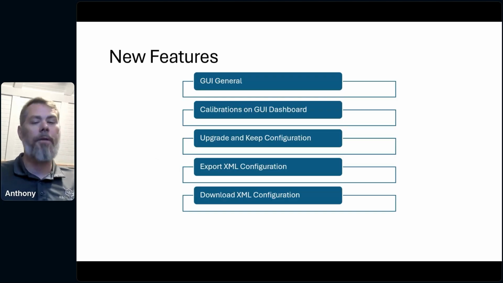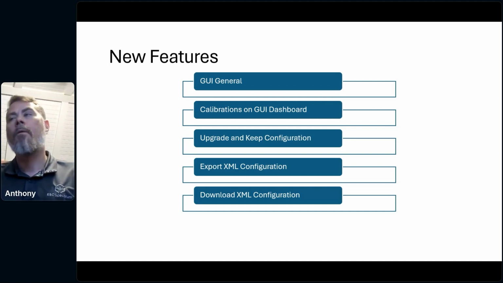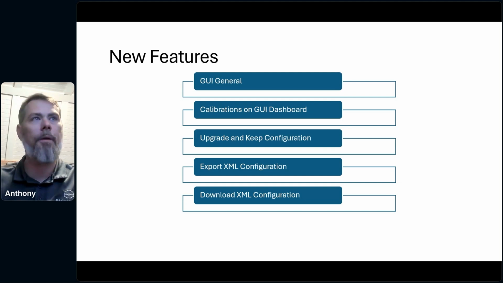You can see that we've updated some things in the GUI on the front panel, some general changes there. We added calibrations to that front panel display as well, which is something I really want to dive into and talk more about during this presentation. And we added some ability to upgrade and keep your configuration. What this would mean is less downtime during firmware upgrades. You'd have the ability to perform a firmware upgrade, and when the system boots back up, your config is already there. You don't have to go load the client and download everything and go through that whole process.